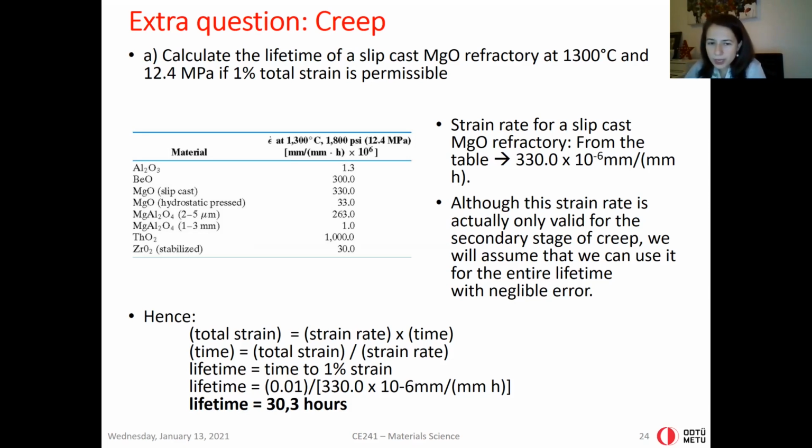Total strain is strain rate times time. So time is total strain divided by strain rate. We know the lifetime is the time to 1% strain. So total strain is 0.01. We divide it by our strain rate, and the lifetime is 30.3 hours for the slip cast MgO.